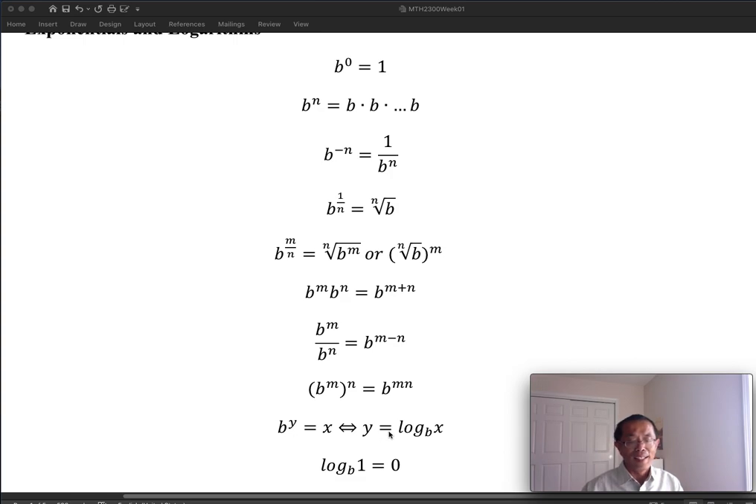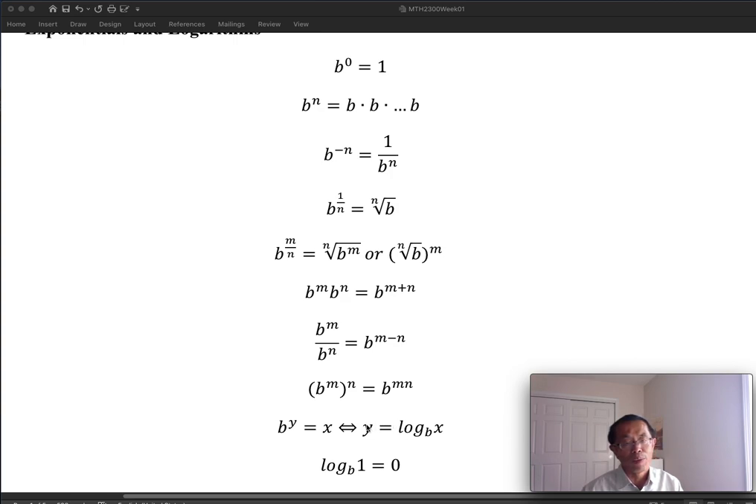And I also said that, mathematically precisely, a logarithm is the inverse of an exponential. So accordingly, when you have an exponential term in this fashion, b raised to the power of y equals x, then y can be written as log base b of x. Log base b of x. Okay, that is a logarithm.